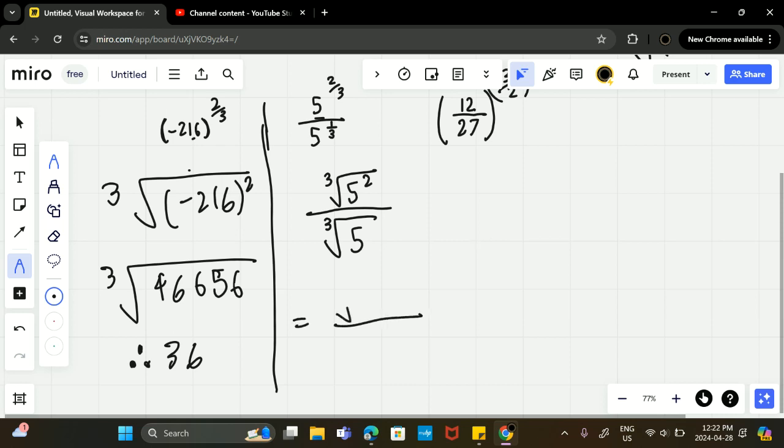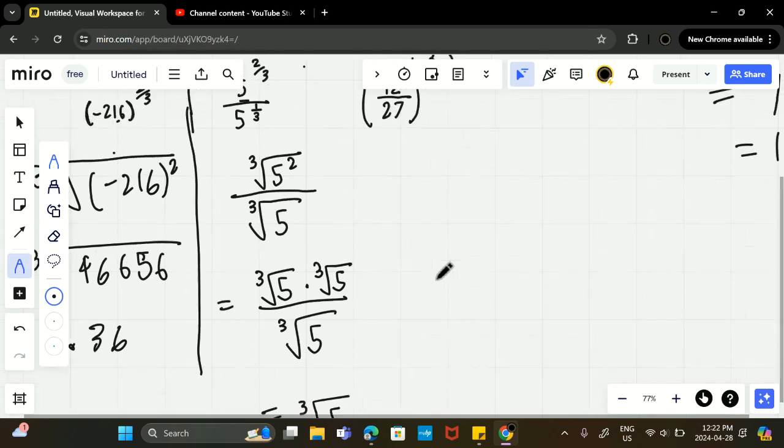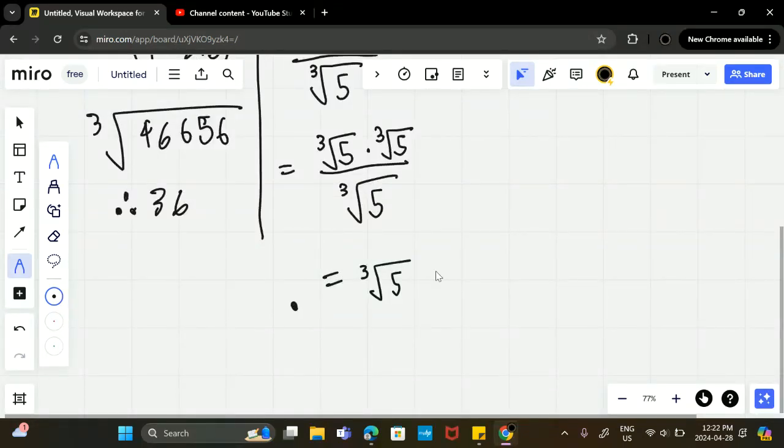A couple of ways you can go about this, but the way that I would prefer is writing it out like this, since we have this squared, and like this, and then you can cancel it out, and all you are left with is this. Nice. Okay, that's our final answer.